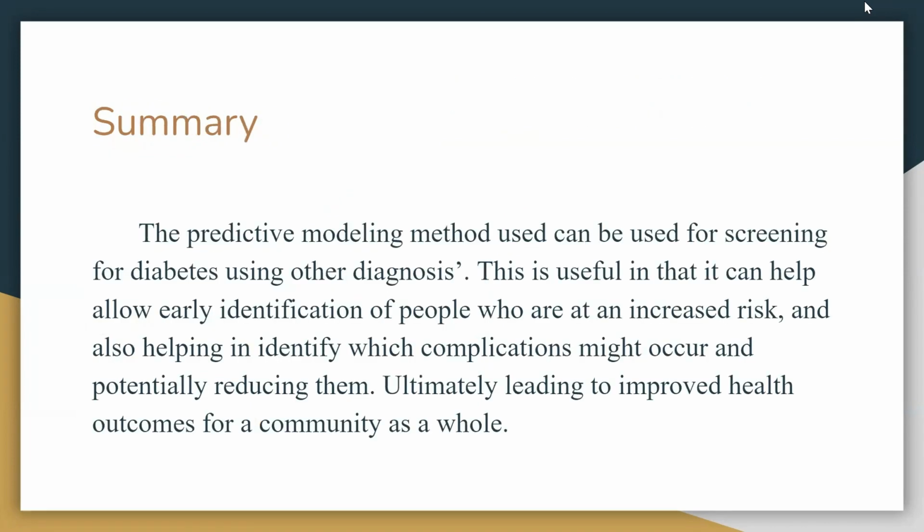In summary, this is a predictive modeling method that is used to help screening for diabetes as well as other diagnoses. This is useful in that it can allow early identification of people who are at an increased risk, and also identifying which complications might occur, and therefore we're able to potentially reduce them, ultimately leading to improved health outcomes for the community as a whole.